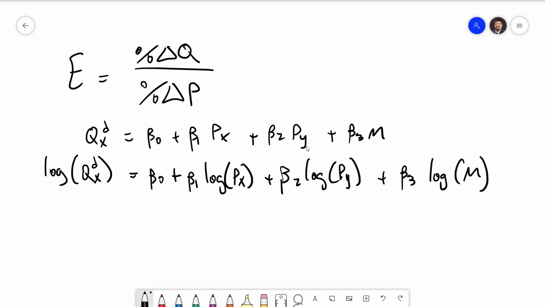If we run this regression, beta 1 is our own price elasticity of demand. Beta 2 is a cross price elasticity of demand with respect to the price of y, and beta 3 is going to be our income elasticity of demand. The reason for this is that we now have a percentage change to a percentage change, which is the elasticity.